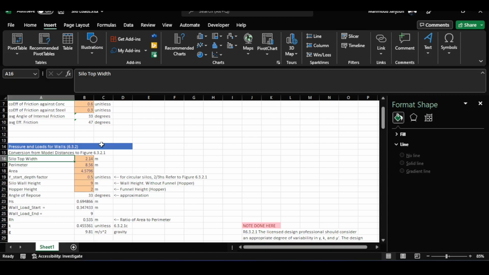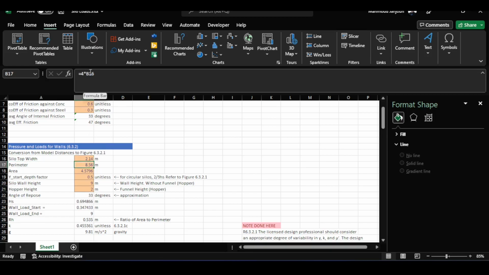This is an approximation and is some kind of an inaccuracy, but it's basically for time purposes that I will do that. Otherwise, I will just keep rehearsing the same words over and over again, telling you where the differences are. I will try to just tell you where the differences are during this video. So we need the silo top width, and from the silo top width, we can calculate the perimeter.